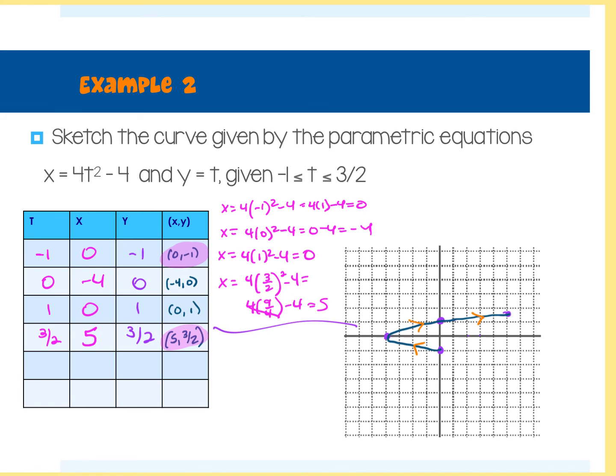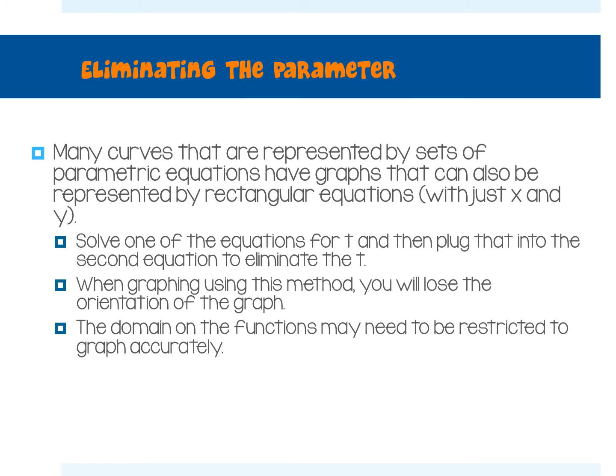Okay, so now we're going to figure out a different way of graphing, which is to eliminate the parameter. So many curves that are represented by sets of parametric equations have graphs that can also be represented by a rectangular equation, like your parabola that you're used to, with just the X and Y. So the way we do this is you're going to get the same two equations you would have normally gotten.